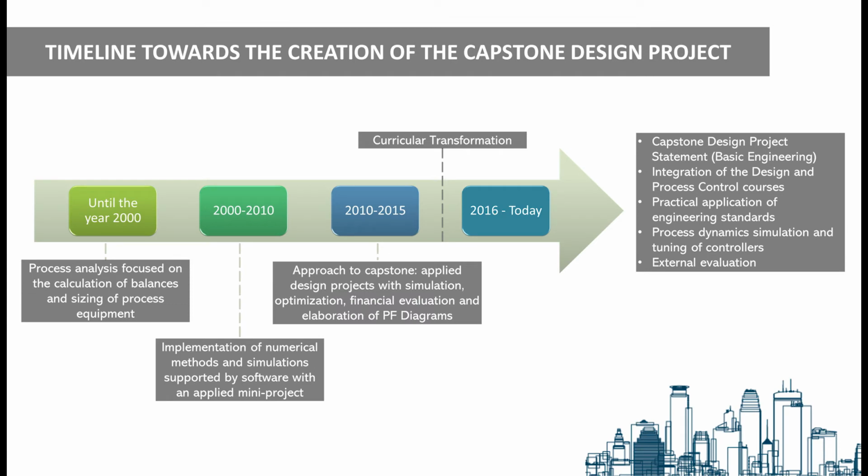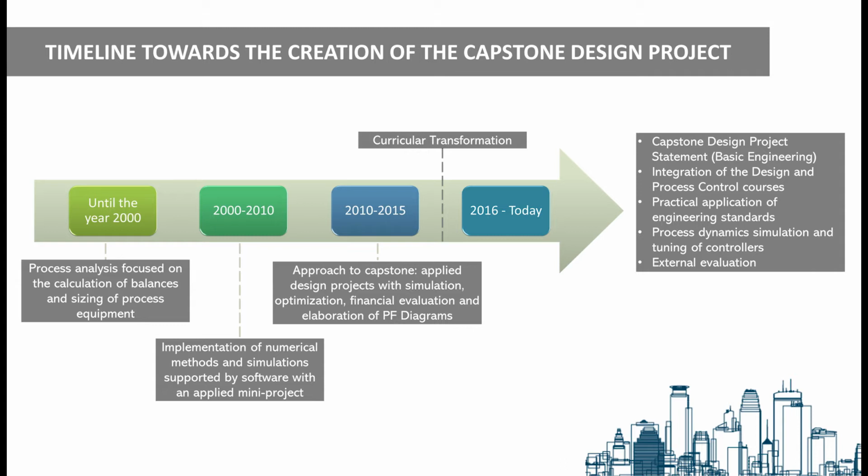The construction of the Capstone design project was a gradual process that took several years to consolidate. Until 2000, the faculty worked on design experiences on process analysis focused on the calculation of mass and energy balances and sizing of process equipment. And by 2010, we began the implementation of numerical methods and simulations supported by software with an applied mini-project, which strengthened the students' ability to develop engineering calculations.